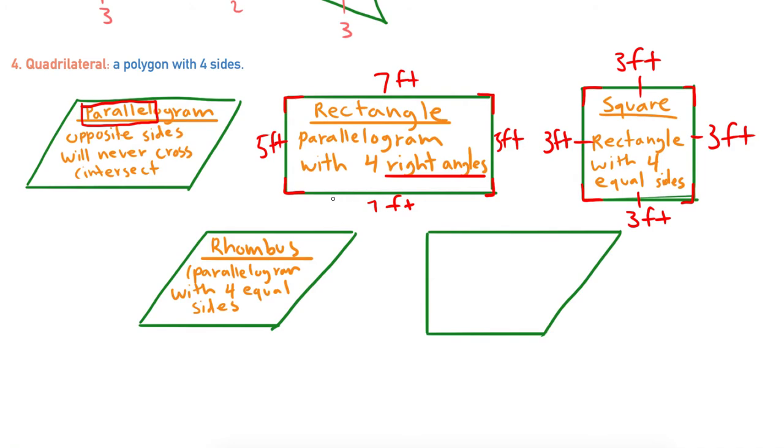So this rhombus here needs to be a parallelogram. So opposite sides never cross. Okay. And it needs to have four equal sides. All these sides need to be the same length. So this could be 4 feet. So if this was 4 feet, then everything else needs to be 4 feet also.